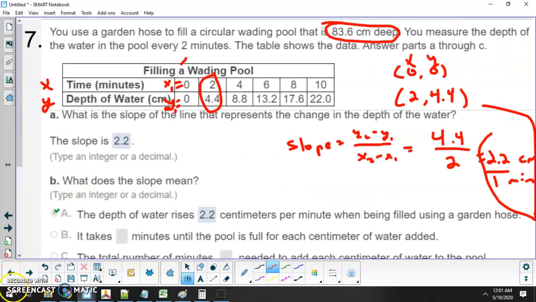Okay, so you guys are going to take a little quiz here and do some other problems that I'm going to count as quiz points.